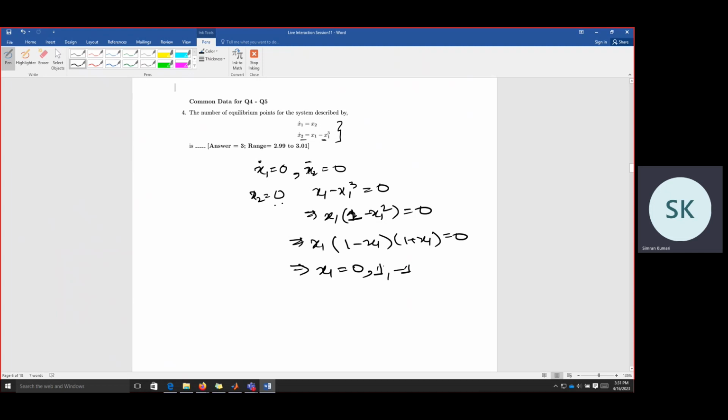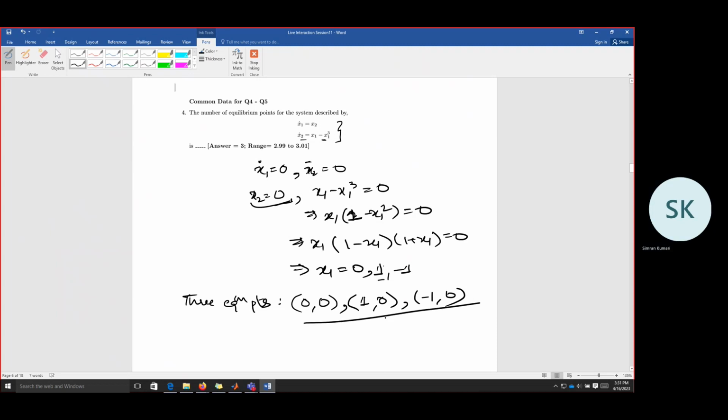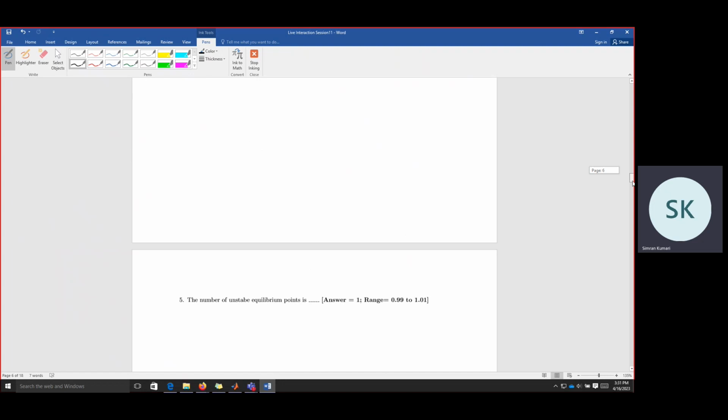One is x1 equal to 0 and x2 equal to 0. And x2 is always 0. So we just have to give this one, minus 1, 0. So there are 3 equilibrium points. Got this. Now, what is the next question?